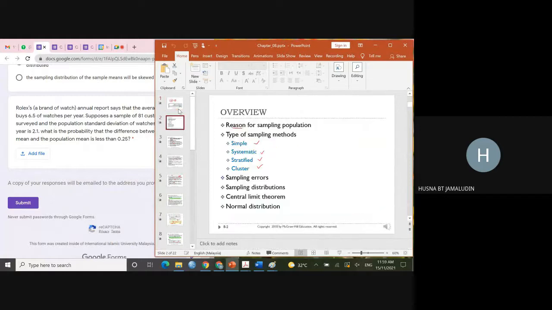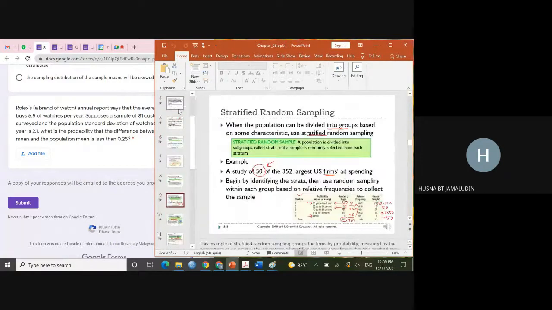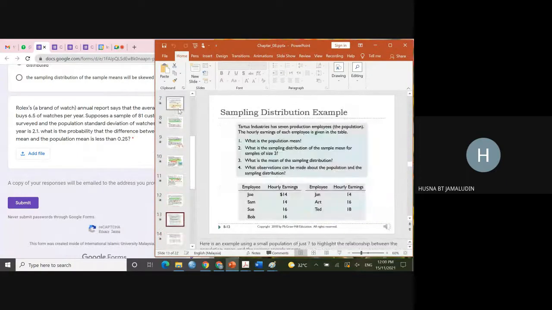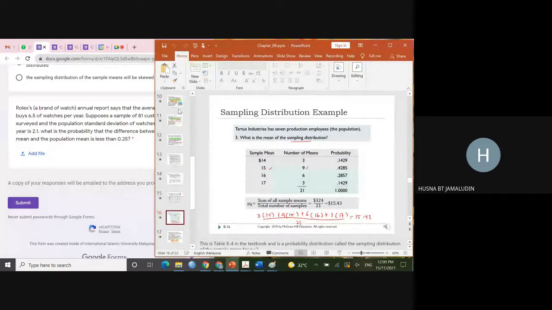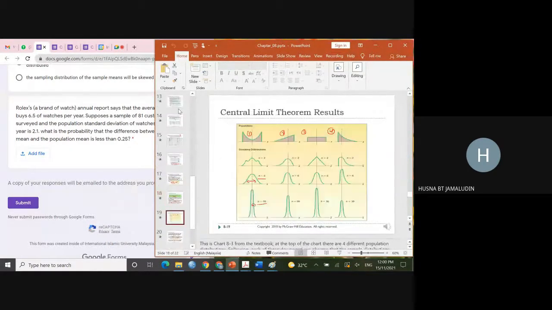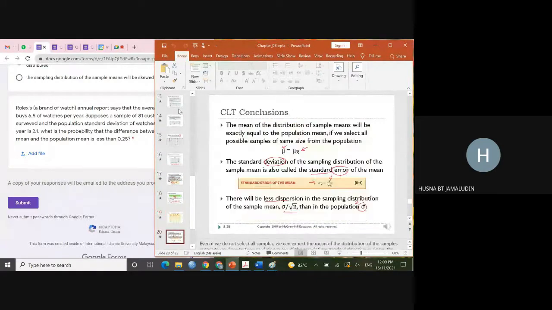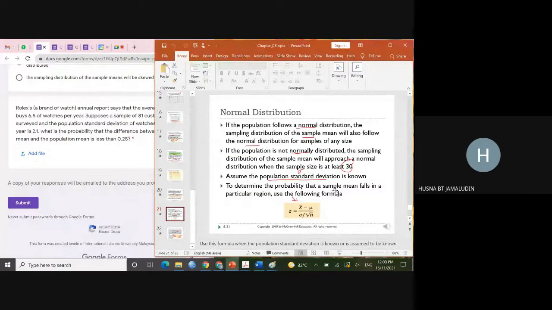How many calculations do you have? You don't have calculation here. This is just to compute the mean, which is the previous chapter. What else? The theory of central limit theorem. You have one formula here, the standard error of the mean. The formula is sigma over square root of n, just two variables. And then normal distribution. That's it.